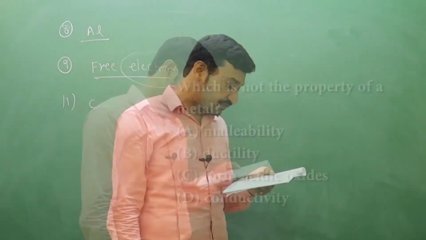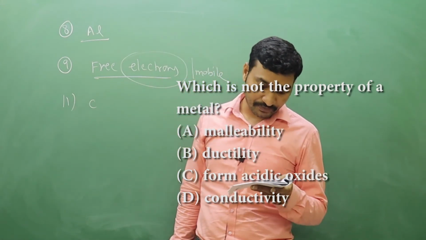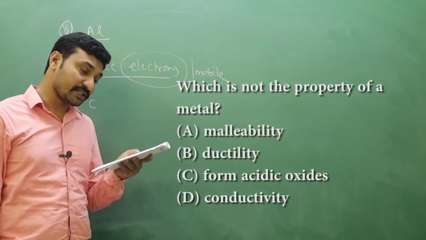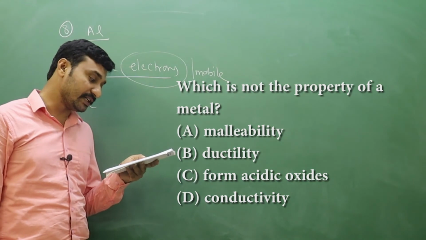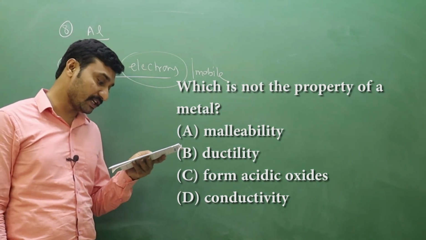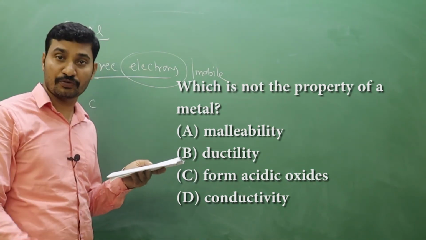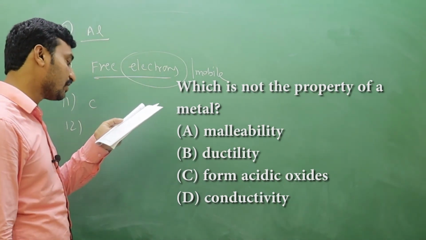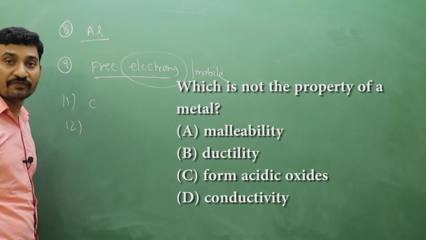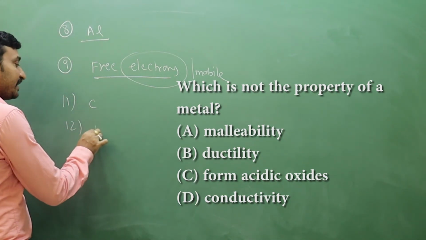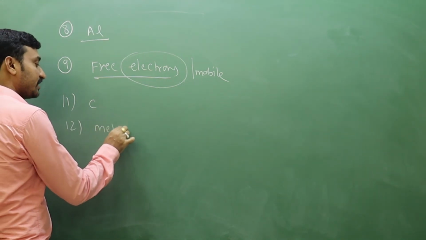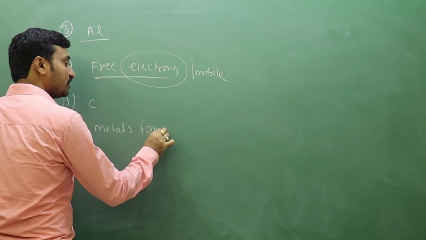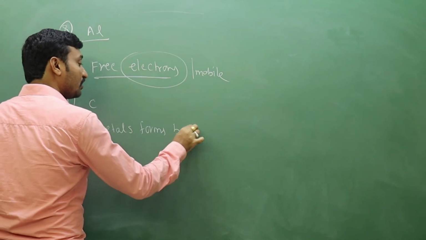Question number 12: which is not a property of a metal? Malleability, yes, this is a property of metals. Ductility, yes, this is a property of metals. Conductivity is also a property of metals. Forms acidic oxides is not a property of metals. Generally, metals form basic oxides, not acidic oxides.